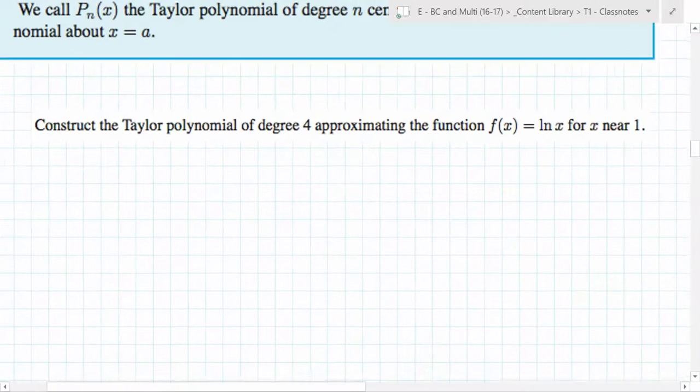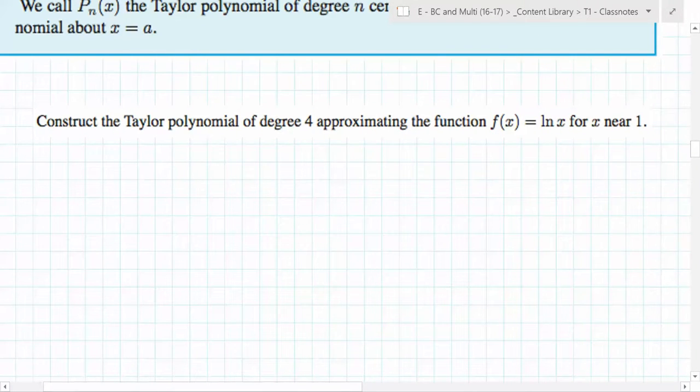Exciting. And then we did this one. Construct the Taylor polynomial of degree 4 of ln x near 1. Why did we do it near 1 and not 0? Do you remember? Yeah, 0 is not in the domain of ln, right? So you can't tack the estimation onto a part of the plane that it doesn't actually work with.